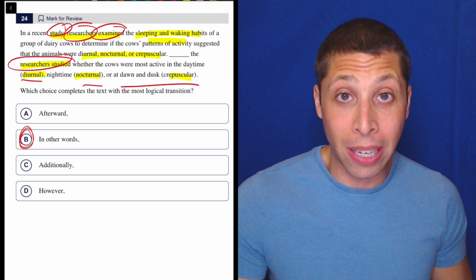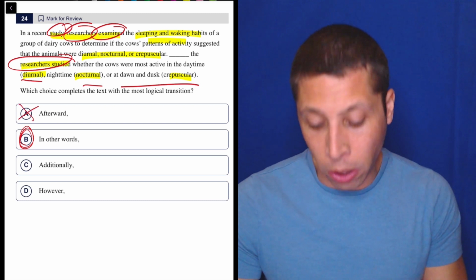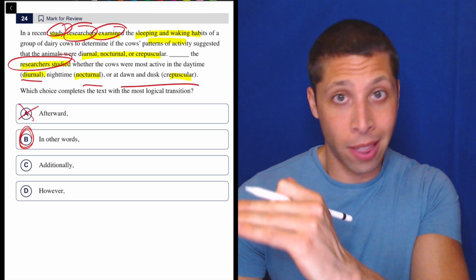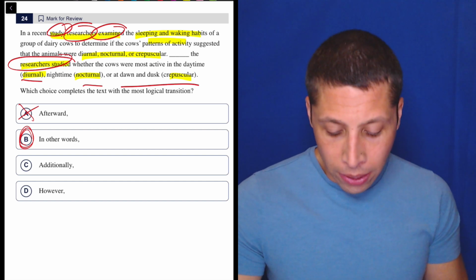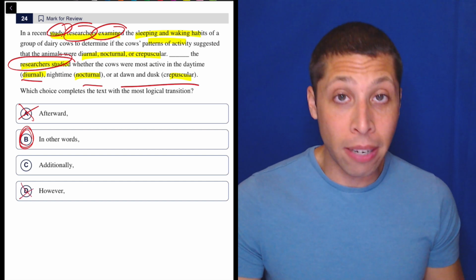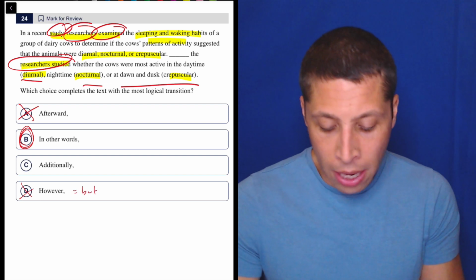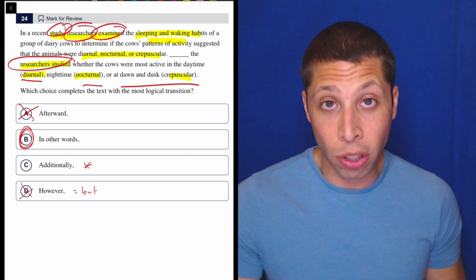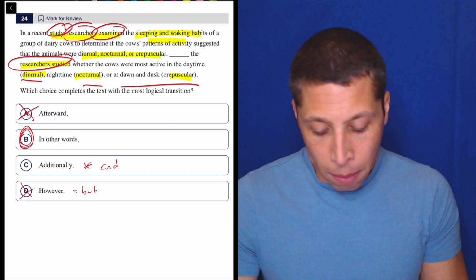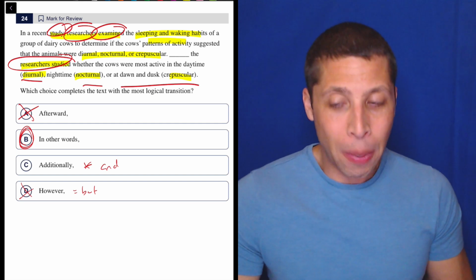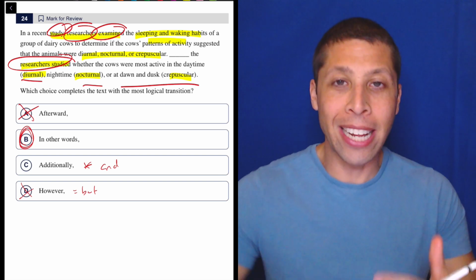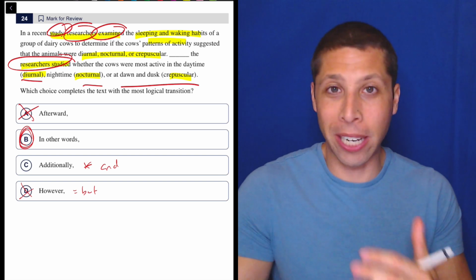Now, we can also get there by eliminating everything else. It's not an afterword. They're not saying first they studied one thing, then they studied something else. So there's no time involved. I feel like it's pretty obvious, too, that it's not a but, right? It's not a however situation. But I do think some of you might pick additionally, which just means and, mostly because, I don't know, it doesn't feel that wrong, but it's not really an additional thing, right? It's the same thing. And that's what it comes down to.